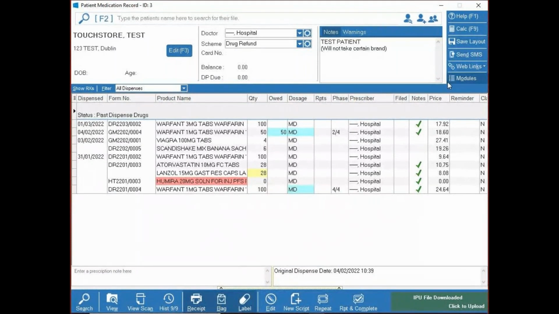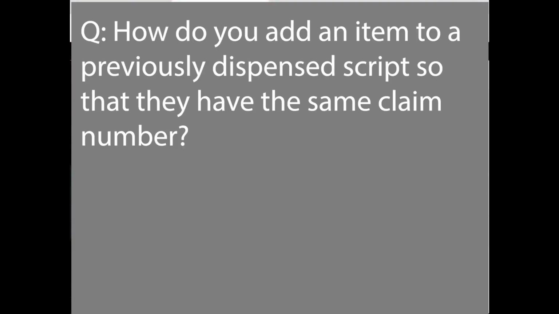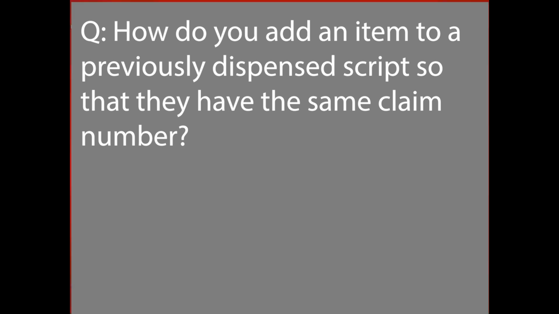Let me have a look here and see. Where is the next? Thanks. Okay. How do you add an item to a previously dispensed script so that they have the same claim number? Perfect. So I'll show you two ways of doing that.